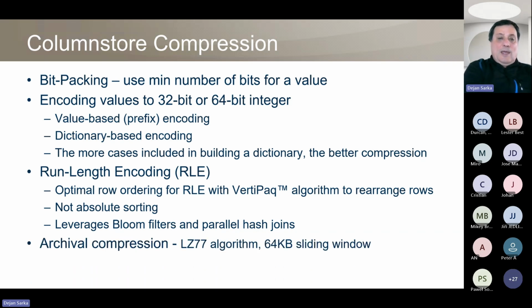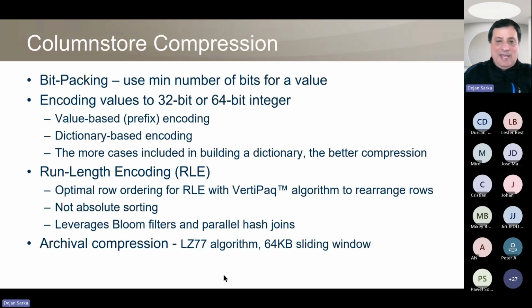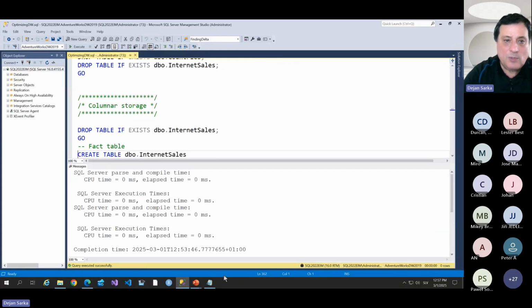And then we have, finally, archival compression, the LZ77 algorithm using a 64 kilobyte sliding window. This is a simple algorithm working on a stream of bytes, checking which bytes are repeating. Now, let's see what we get with this columnar storage. Remember, this is the same storage that Power BI is using. This is the same storage.